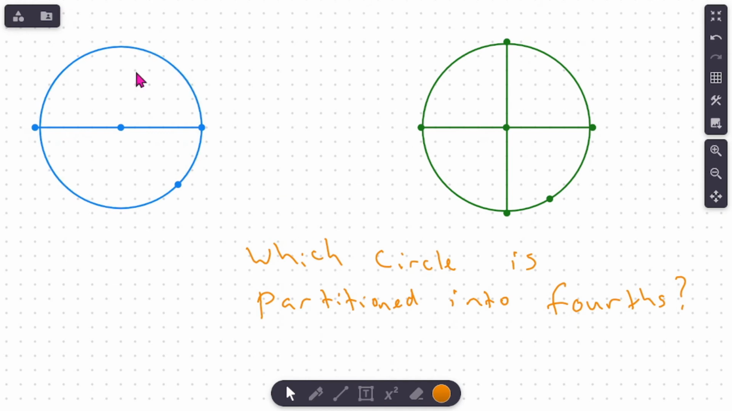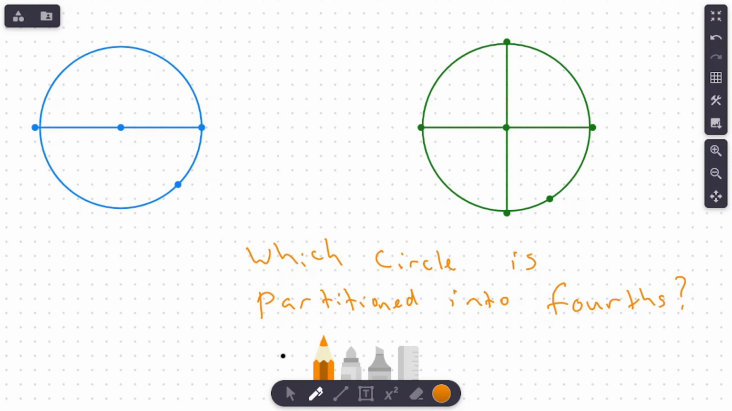Is it the blue circle? Or is it the green circle? And I want you not only to have your answer of which color it is, but you need to be able to explain why. That's really important in math. It's great that you can get answers correct, but it's even better if you can explain why. If you can explain why, then 1, you really understand it, but 2, you can also help other people. And that's really important to be able to help others.